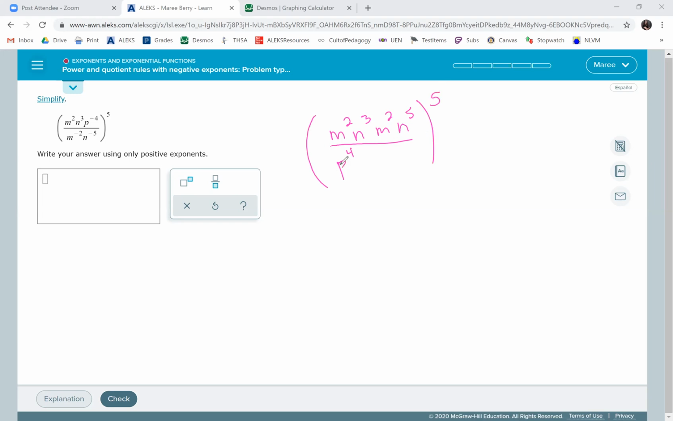Okay, so now we're going to simplify. So p to the fourth is the only p here. Then the m's, you have m squared, so you add those to get m to the fourth, and n cubed, n to the fifth would be n to the eighth. Then you raise it to the fifth power. Now to raise it to the fifth, you multiply.